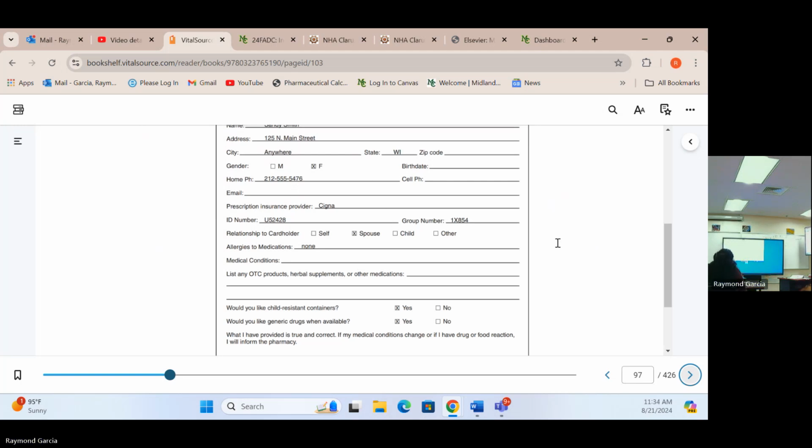Email. Well, I don't really need an email. Medical conditions. Let me go ahead and let you know: medical conditions, and OTC, herbal, and other drugs. So you got birth date, medical conditions, OTC, herbal, and other.